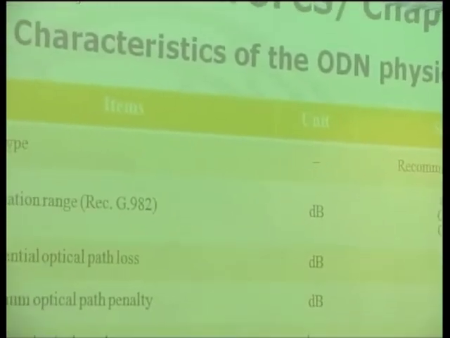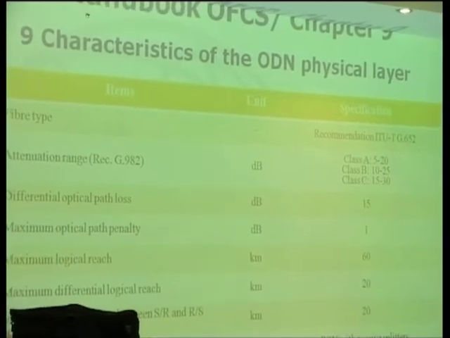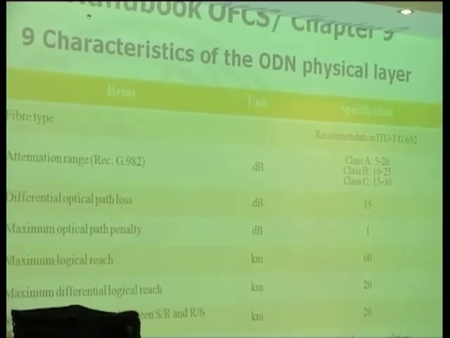In this table, the main characteristics of the optical distribution network physical layer are listed.